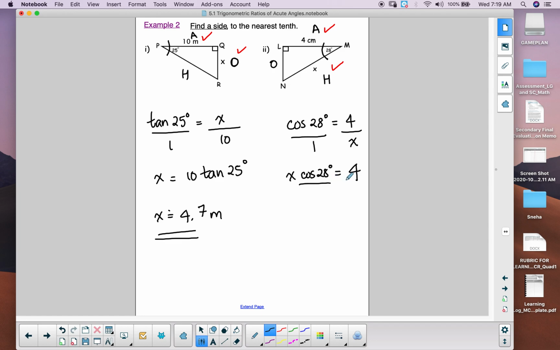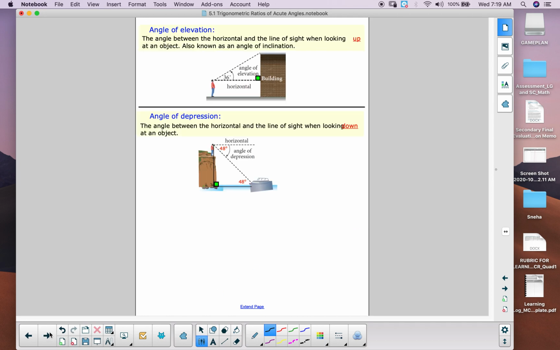And if you divide both sides by cosine of 28 degrees, we get X is equal to 4 divided by cosine of 28. And to 1 decimal place, our answer is approximately 4.5 centimeters because this was given to us in centimeters. And that is the length of that missing side, X.